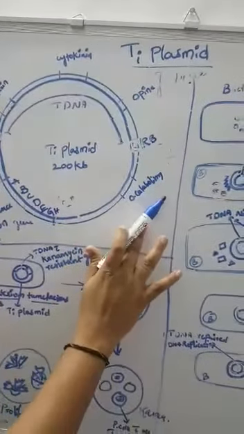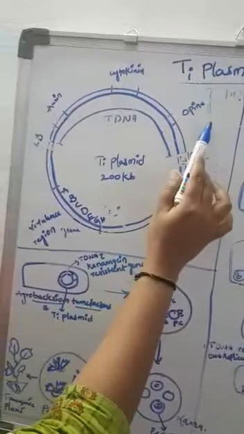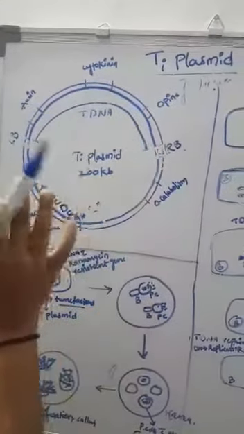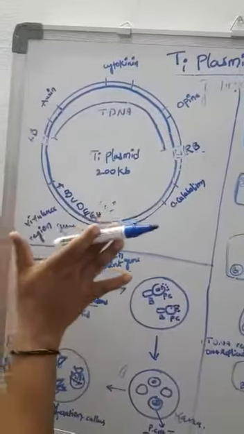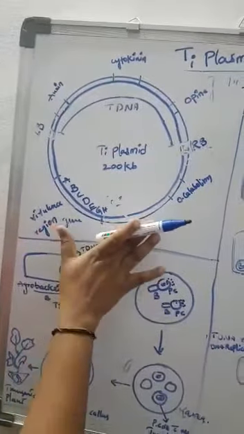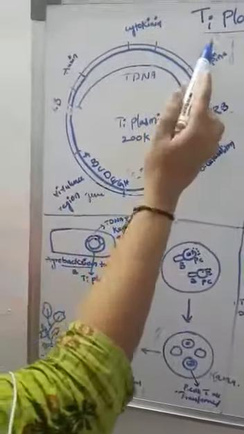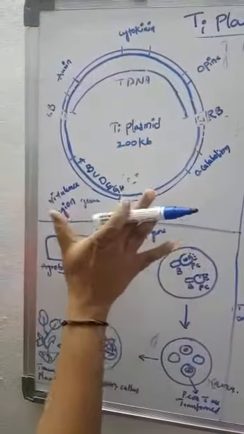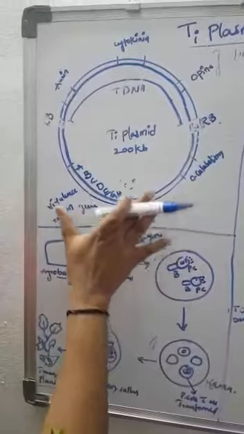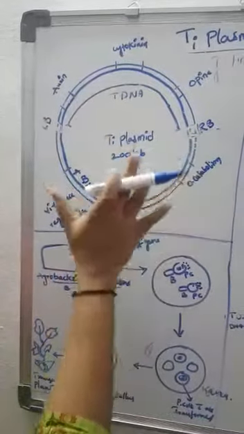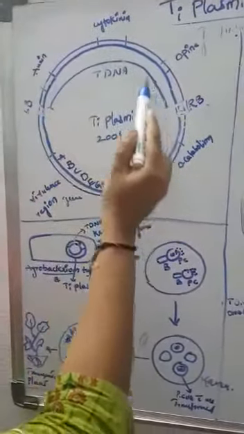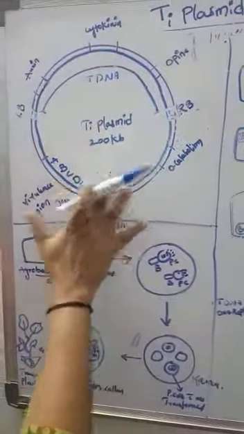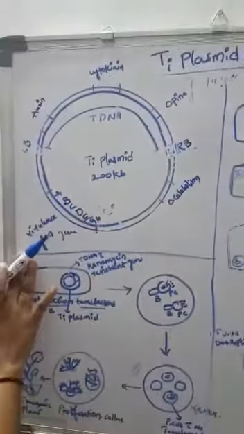This is about the TI plasmid which is present in the Agrobacterium and acts as a vector for the transfer of our desired genes. This TI plasmid can be used as a vector for the transfer of DNA fragments of our desired nature, which are ligated at the tDNA portion. This is about the TI plasmid.